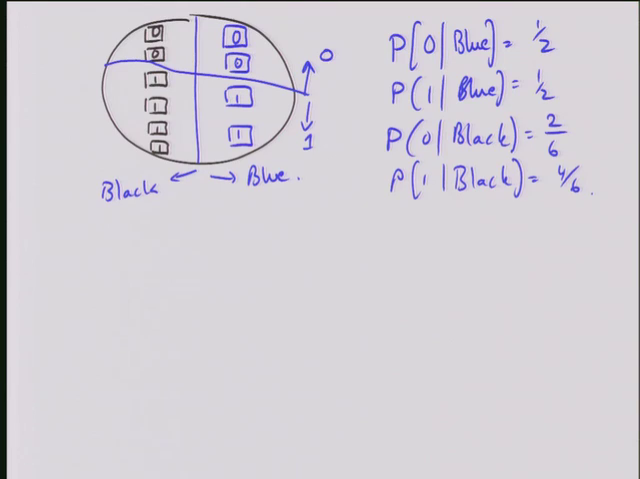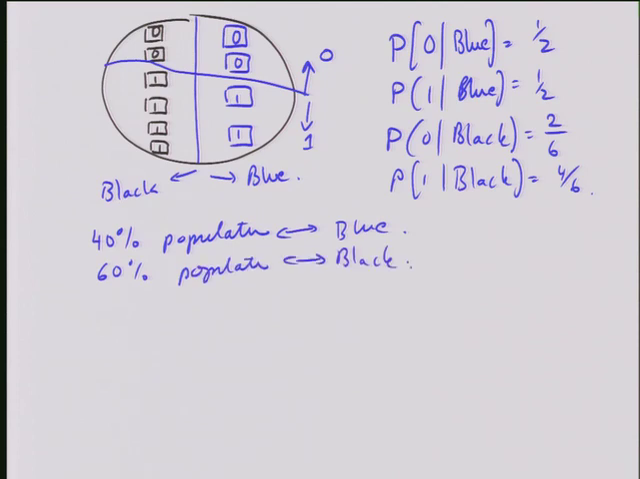Let's say black or blue is one of the medical conditions you could have. Okay, and 0 and 1 are the outcomes of a certain medical test. And let's say that you already know that 40% of the population is blue, 60% of the population is black. Okay. You also know these probabilities. You also know what's the chance that your test comes out 0 or 1 in each of these two cases. So this is something that has been done through medical research.